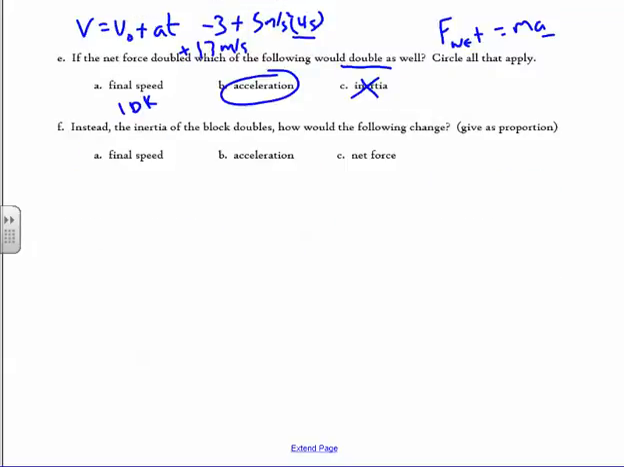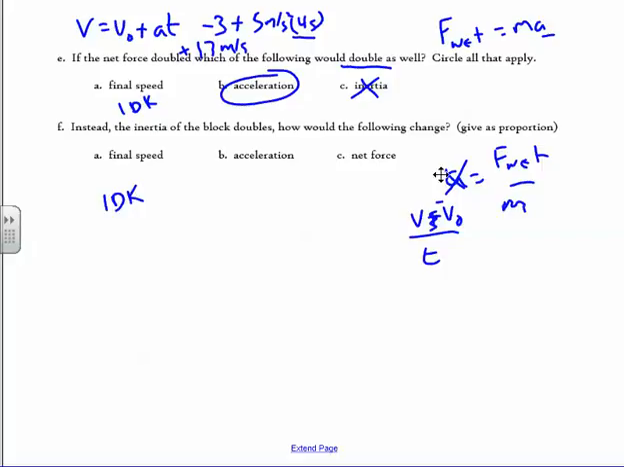How would the following change? And give as a proportion. All right. So how would the final velocity change if we were accelerating twice the mass? Again, our equation is A equals F net over M, and I don't see anything about velocity in here. The best I could do is take this out and put in V minus V naught all over time. Okay, that's supposed to be a minus sign. I don't have any information about this, so we have no idea what this is going to be.